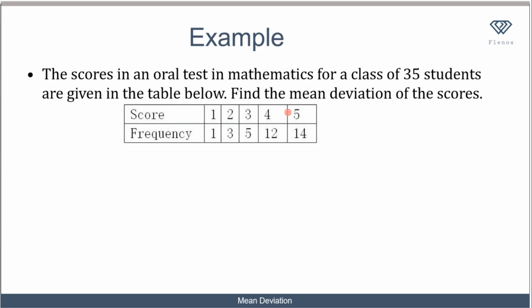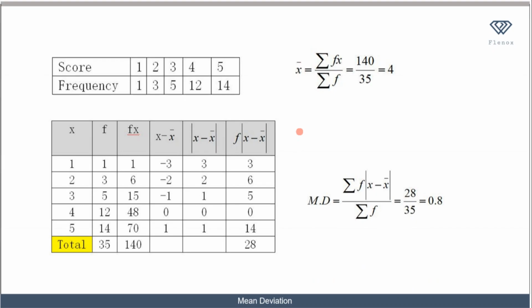We are given the scores and we are given the frequencies. So how do we go about this? The first thing we want to do is write out all the scores down like this: 1, 2, 3, 4, 5. We write out their corresponding frequencies: 1, 3, 5, 12 and 14. To find the mean, we first have to find the product of f times x. So fx: 1 times 1 gives us 1, 3 times 2 gives us 6, 5 times 3 is 15, 12 times 4 is 48, 14 times 5 is 70.